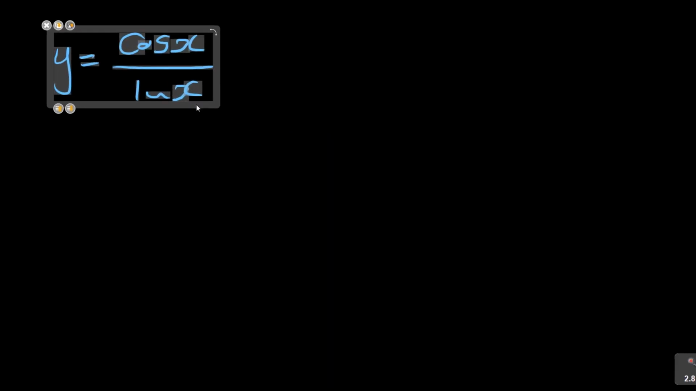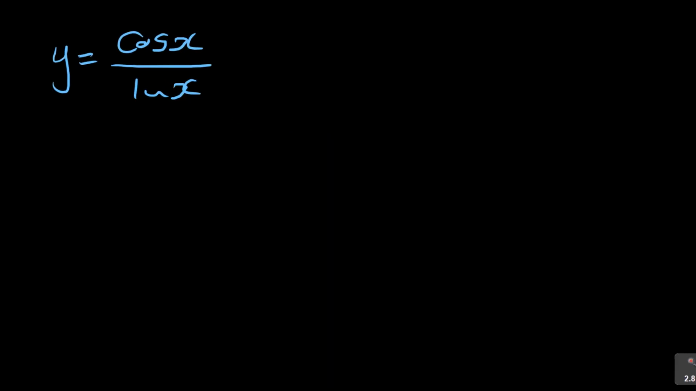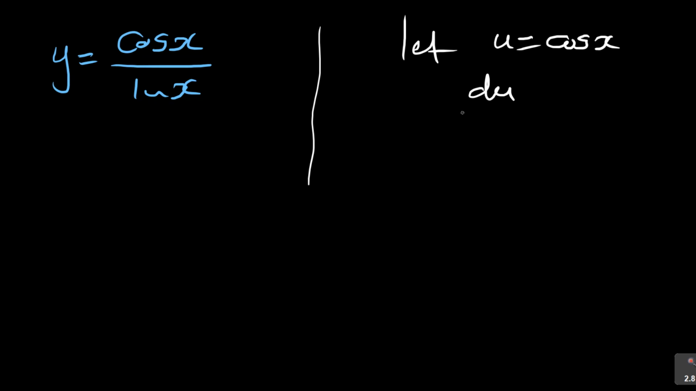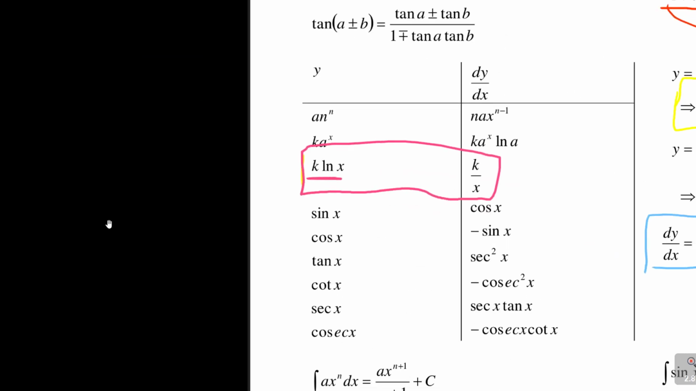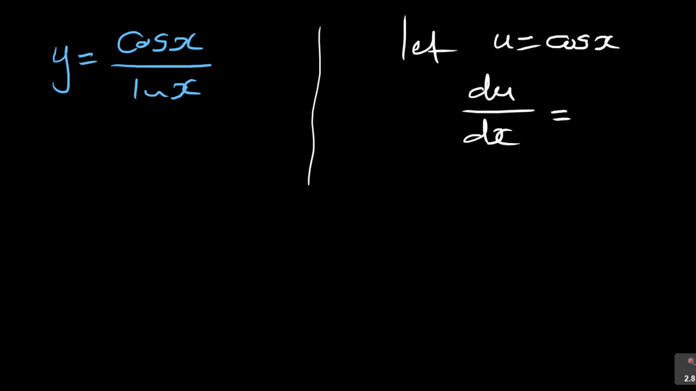Let's start with what? Let u be equal to cos x. And then you've got du over dx. Now when you differentiate cos, cos becomes minus sine. So you come here, it says negative sin x.